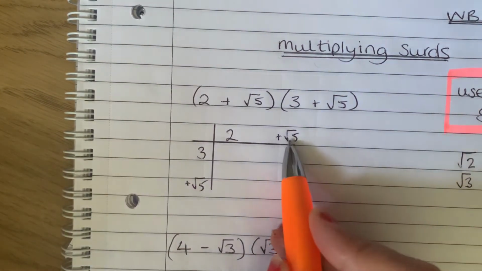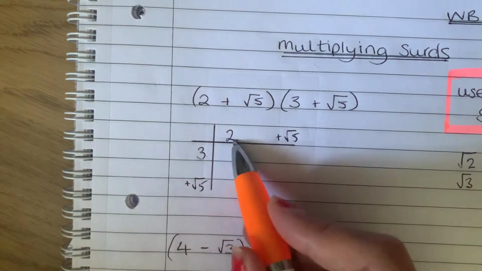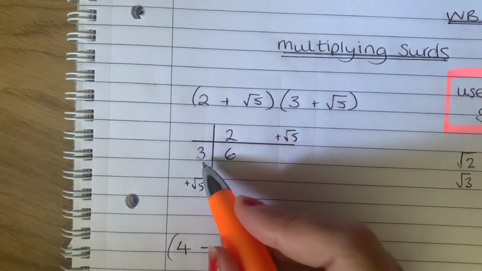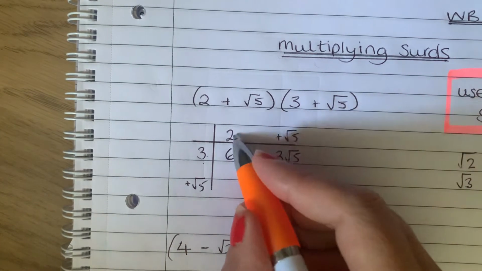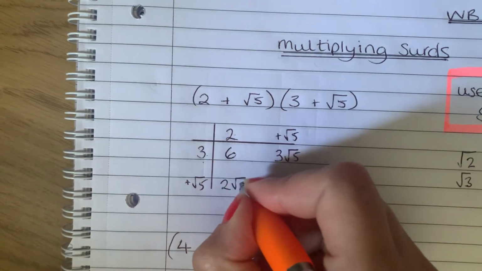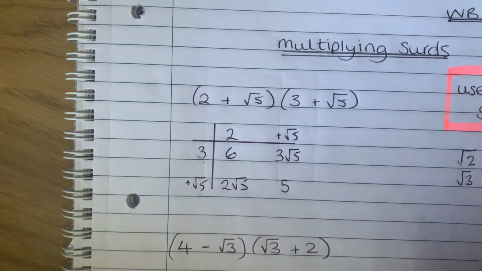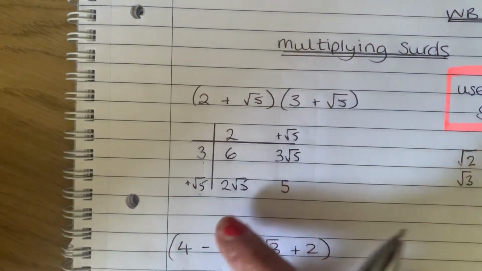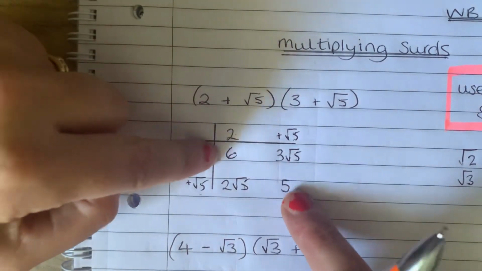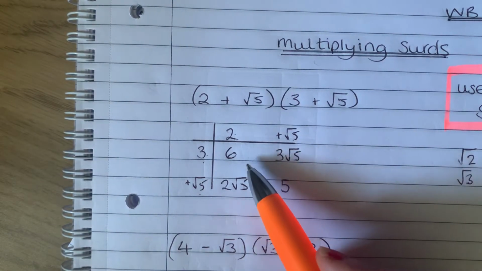Now, I've actually put the signs in there because sometimes we've got some negatives here. So 2 times 3 is 6, 3 times root 5 is 3 root 5, 2 times root 5 is 2 root 5, and root 5 times root 5 is simply 5. Now you'll find this with the format of a lot of these. Often you find 2 of the numbers are just whole numbers.